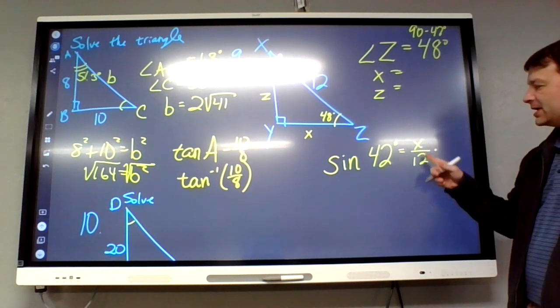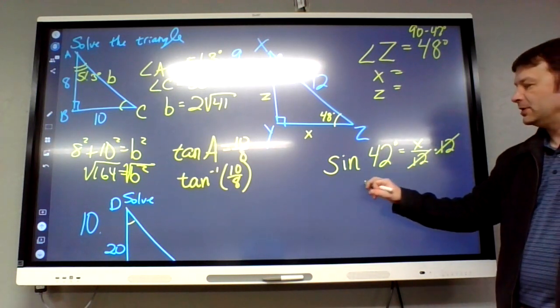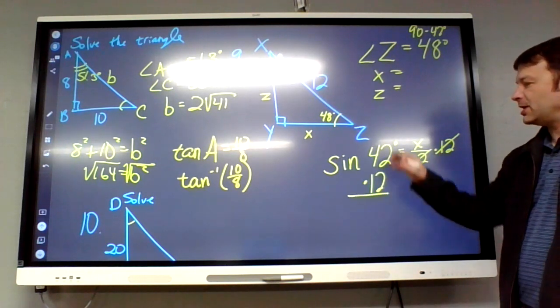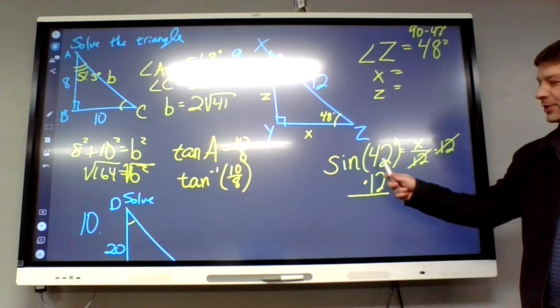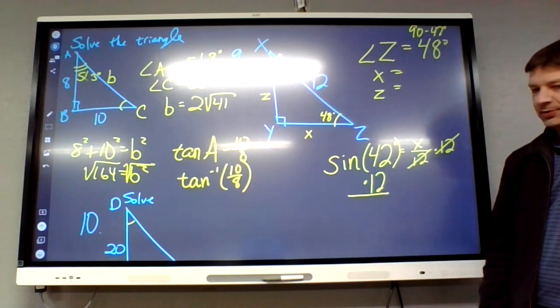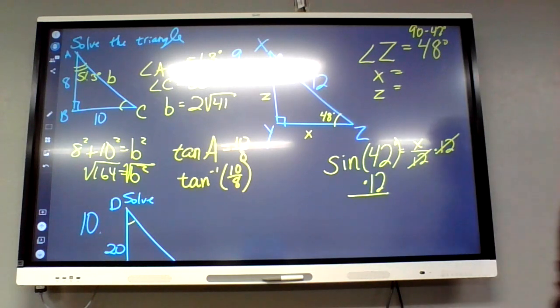Right. Since x is divided by 12, to solve for x, we need to multiply it by 12. You guys probably remember this, but in your calculator, you need to close that parentheses. Sine of 42, close parentheses, times 12. Was it 8.0? Yeah.